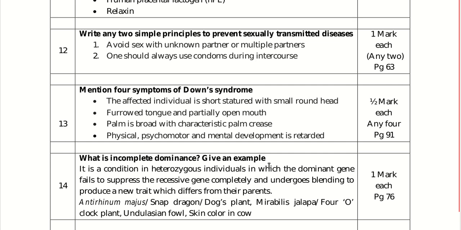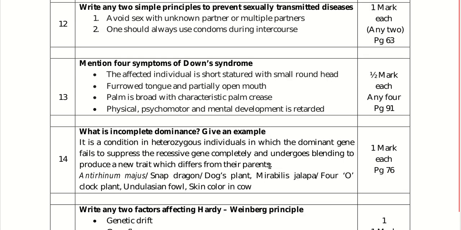What is incomplete dominance? Give an example. It is a condition in heterozygous individuals in which the dominant gene fails to suppress the recessive gene completely and it undergoes blending to produce a new trait or character which differs from the parents. Examples are Antirrhinum majus, also called snapdragon or dog flower, and Mirabilis jalapa, also called the four o'clock plant. Also Andalusian fowl and skin color in cow. These are all examples of incomplete dominance. Preferably write the example given in your textbook, that is Antirrhinum majus.